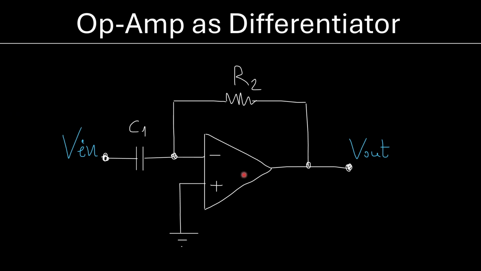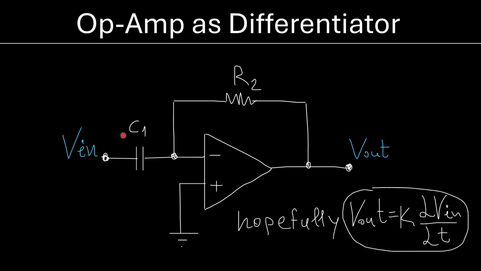With this configuration, we hope to differentiate the input over time and also multiply it by a factor of k, which we hope to be more than 1. We want to amplify the input and also differentiate it, hopefully for some useful frequencies.